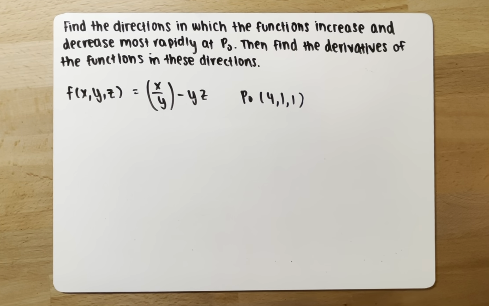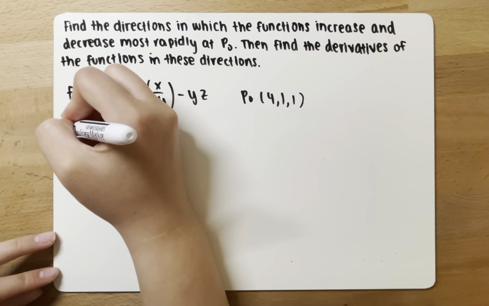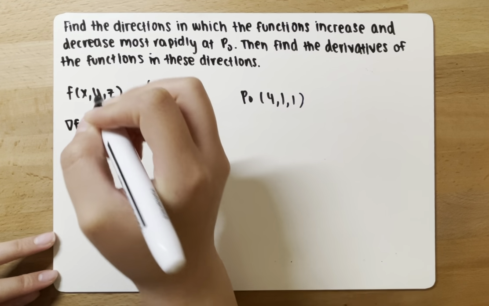Find the directions in which the function increases and decreases most rapidly at P sub 0, then find the derivatives of the functions in these directions. You have a function right here and you have a point right here. What you want to do is first find the gradient of f.